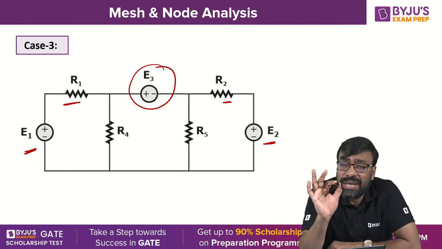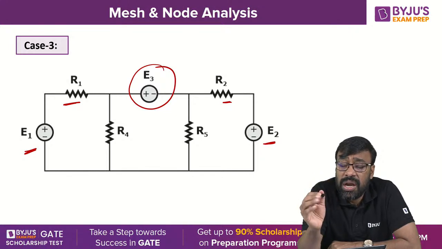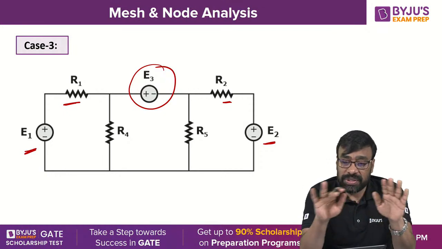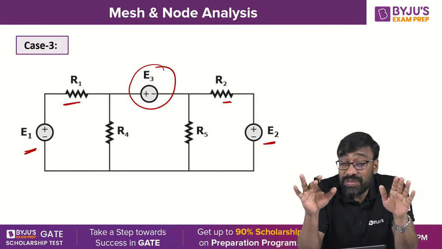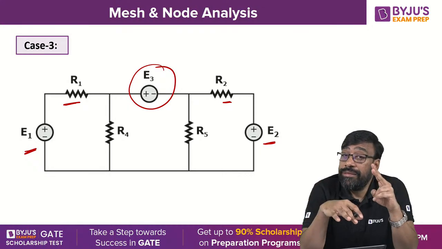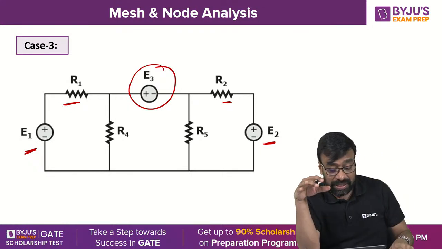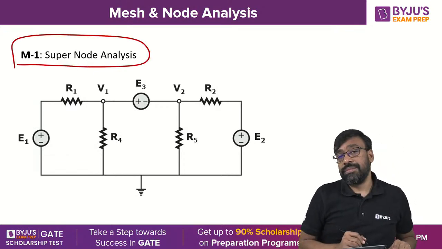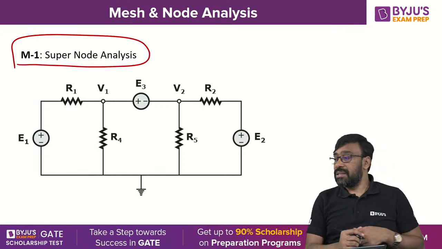Whenever the network contains an ideal voltage source which doesn't have any series resistor and you are trying to apply node analysis, it is a special case. These kinds of special cases can be handled in 2 different ways. The first method is supernode analysis.